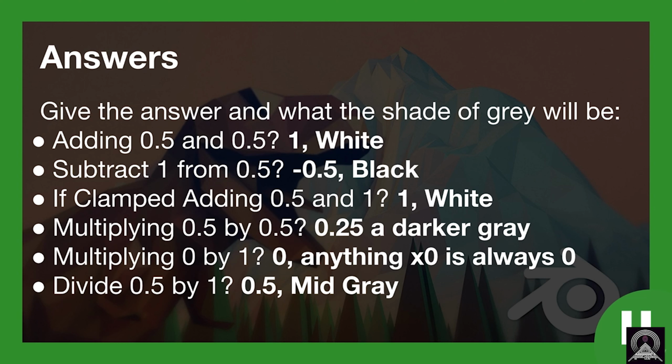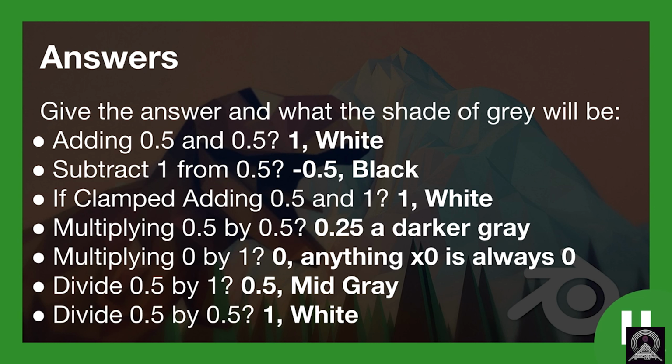Now, dividing 0.5 by 1. Well, you get 0.5, which is a mid-level grey. And then finally, 0.5 by 0.5, if you divide them, you get a value of 1, which is white.